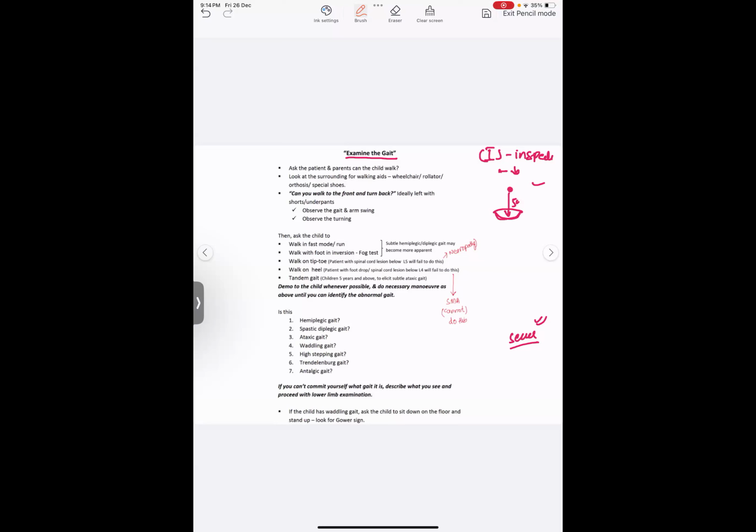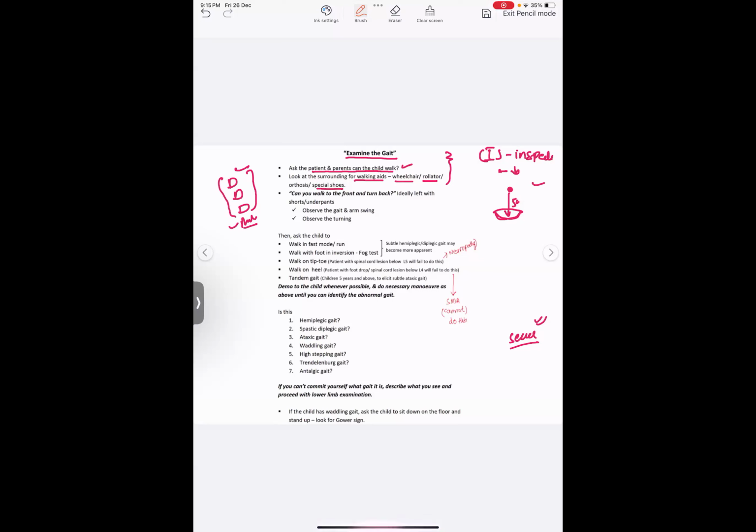No scar, no hyperpigmentation. Ask the patient and the parents, can the child walk? Look at the surroundings for walking aids, wheelchair, or rollators, like orthosis or special shoes. These are very important things. No device, no distress, no dysmorphism are the unusual features. The child is pink at room air, so I have ruled out that this is due to cyanotic congenital heart disease that has caused thromboembolic phenomena.